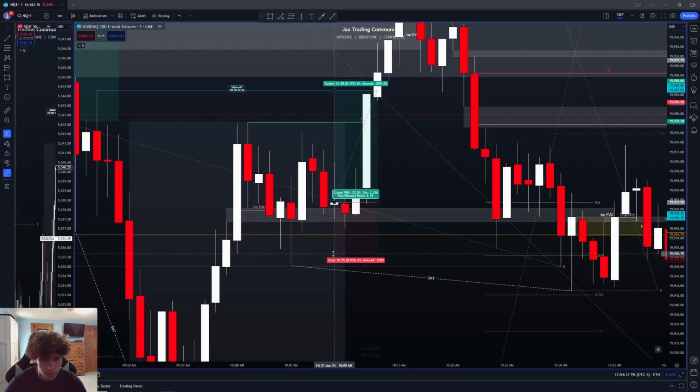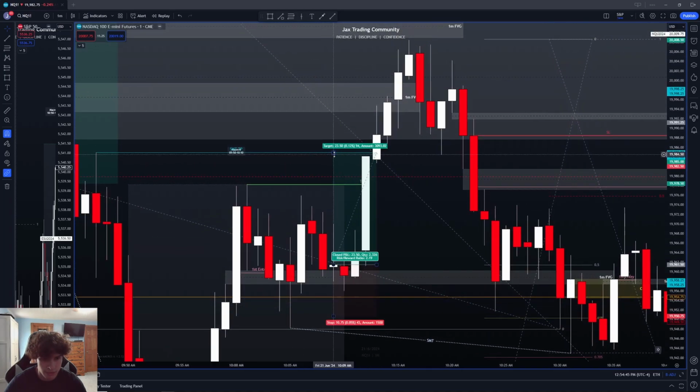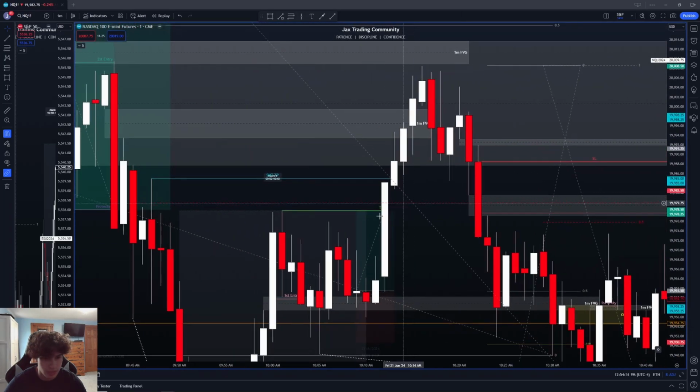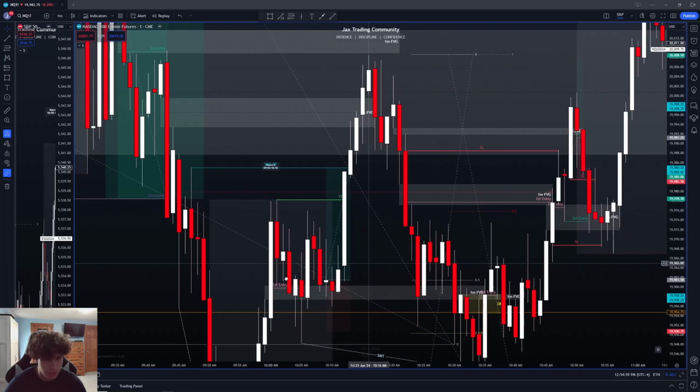My stop was wherever it's put right here. Yeah, it was put at the body, or at this candle's low. And then my first TP was here at these highs. I don't actually think I even took it off there. I took it off right here. I took it off at this SMT TP. That was the second winning trade.